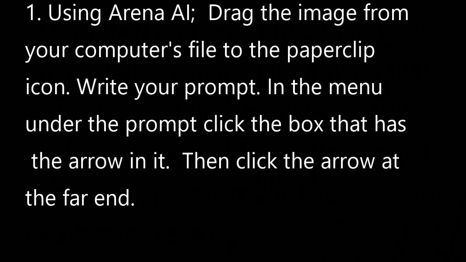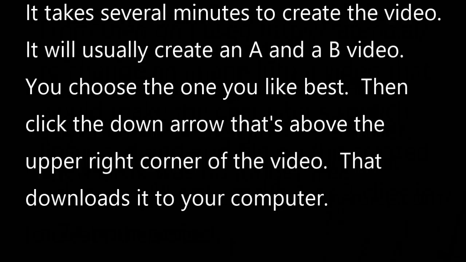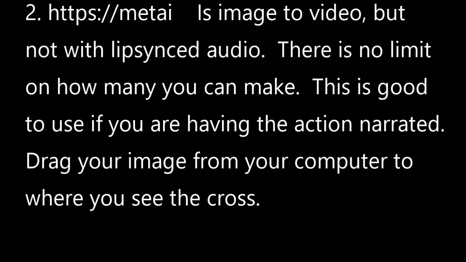1. Using Arena AI, drag the image from your computer's file to the paperclip icon. Write your prompt. In the menu under the prompt, click the box that has the arrow in it. Then click the arrow at the far end. It will usually create an A and B video. You choose the one you like best. Then click the down arrow that's above the upper right corner of the video. That downloads it to your computer.